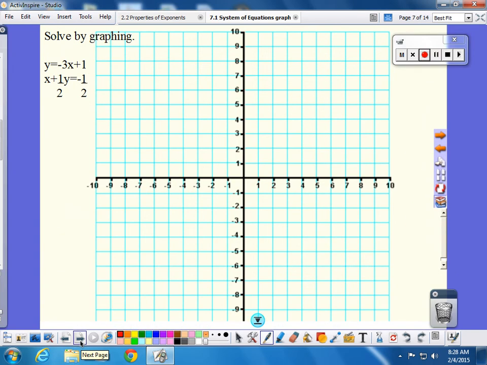Let's copy these two down. Okay, so our first equation here is in slope-intercept form, y equals mx plus b. So I have to find my information to graph it.